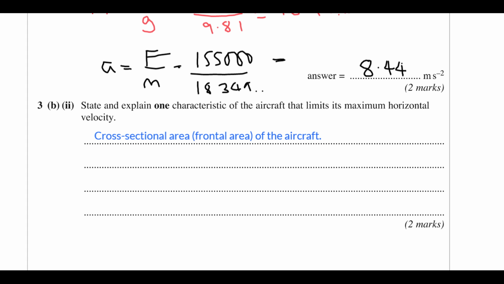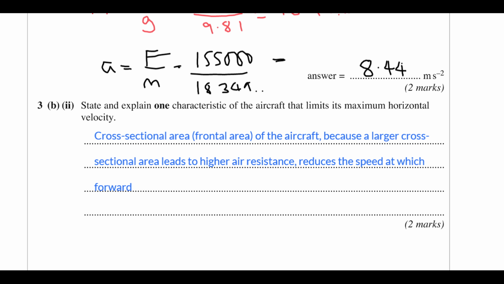So let's explain that, because a larger cross-sectional area leads to higher air resistance. And that reduces the speed at which forward thrust is equal to the air resistance, because that's when you reach maximum speed, when your forward force equals air resistance.